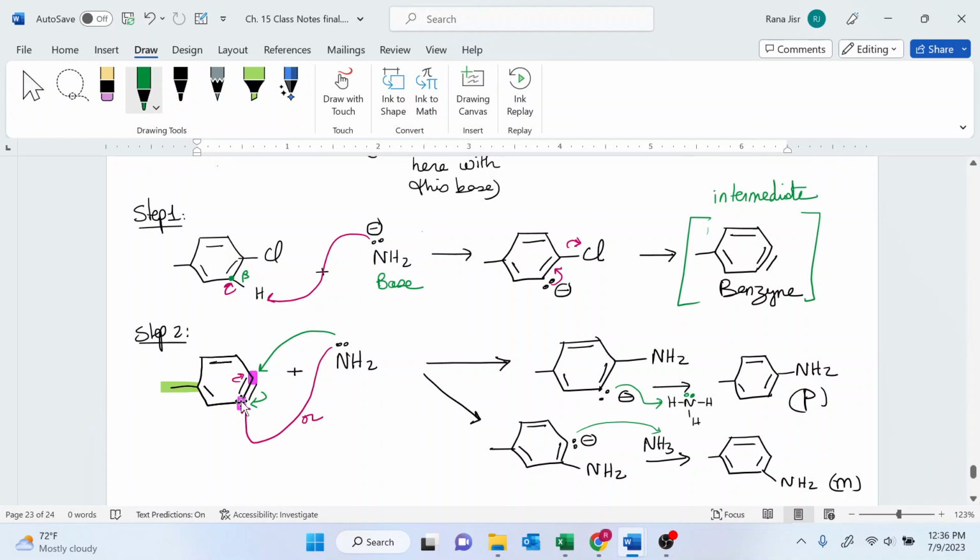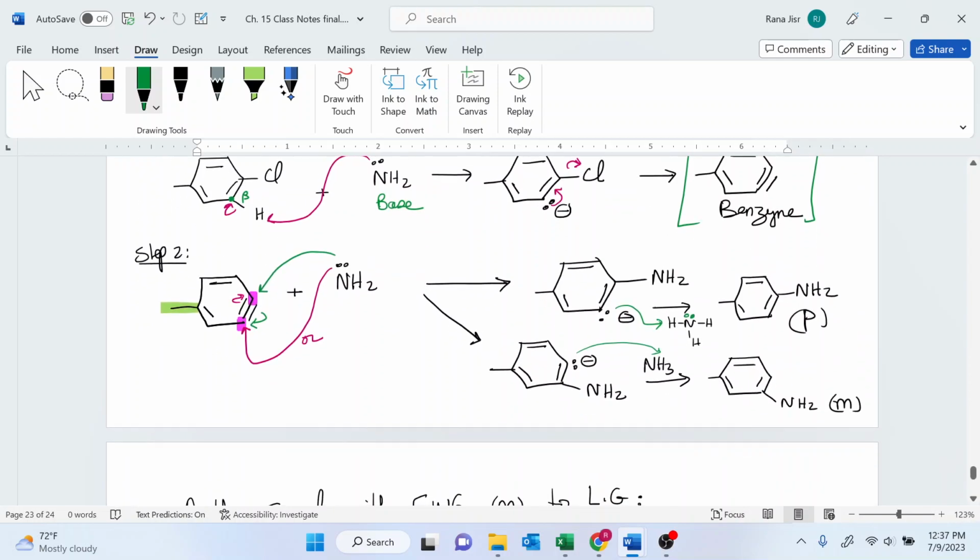Also, it can attack on the adjacent carbon of the triple bond, form a negative charge here that gets protonated by the solvent, and you are going to get the meta product.